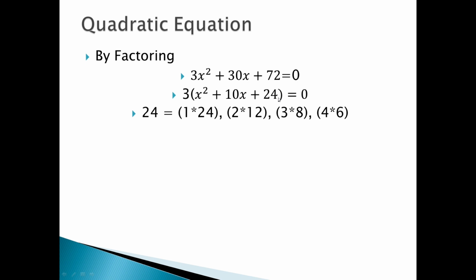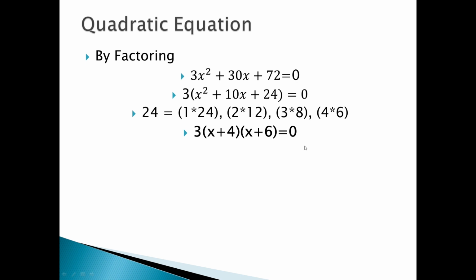Then we will do factoring for this expression here, x squared plus 10x plus 24. For the 24, the factors are 1 times 24, 2 times 12, 3 times 8, and 4 times 6. Choosing a pair that gives us a sum of 10 and a product of 24, that will be 4 and 6. We ruled out 2 and 12 because if we multiply 12 and negative 2, that gives us negative 24. So we'll go with 4 and 6. The factors now will be 3 times x plus 4 times x plus 6 equals 0.